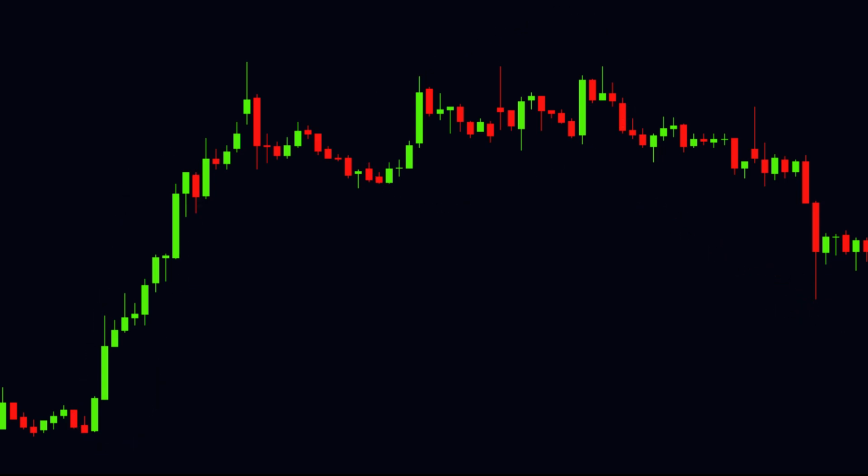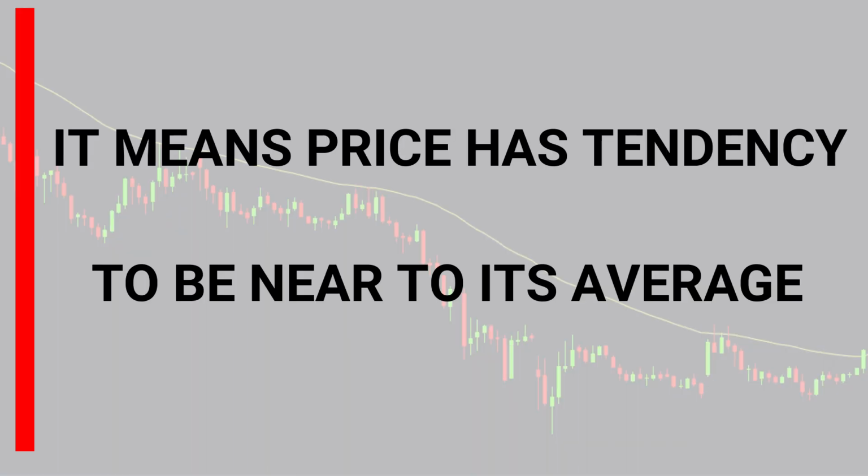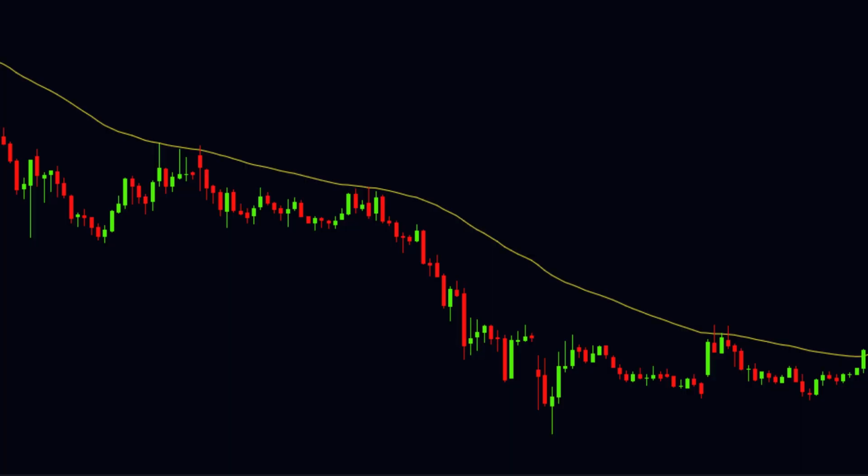Our last secret strategy is that the price has an average recurring trend. It means price has a tendency to be near its average. It cannot go far from its average for a long time, and the price tries to reverse again to its average soon. Let us understand it.